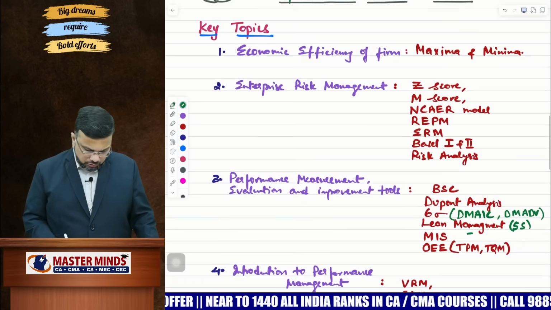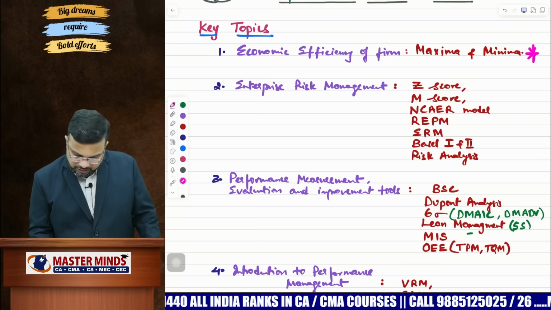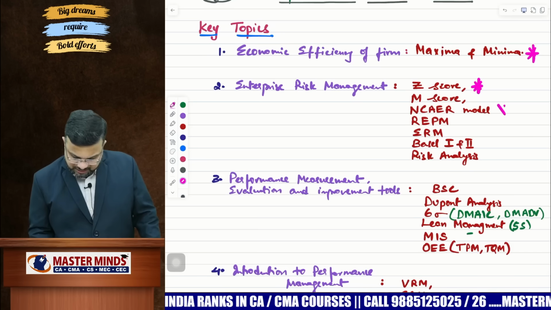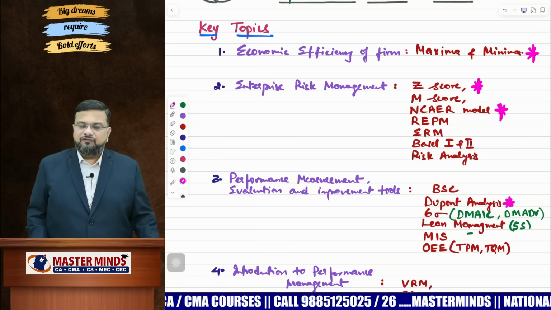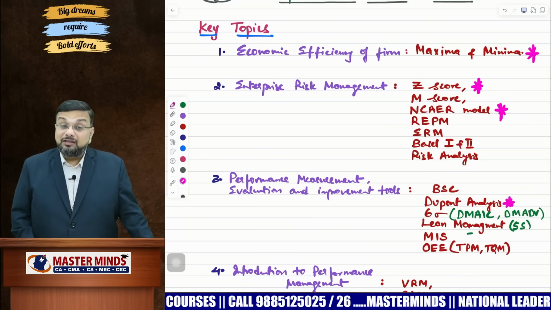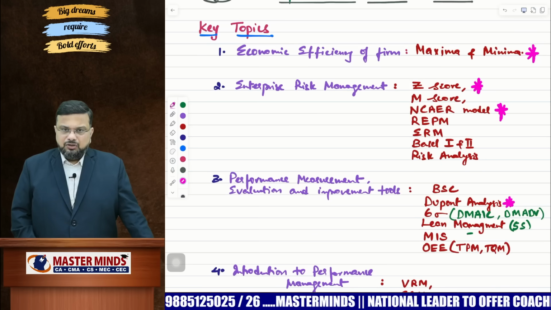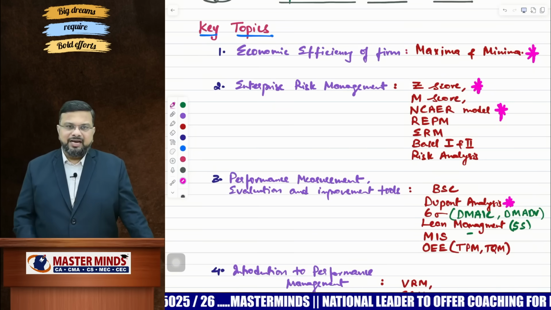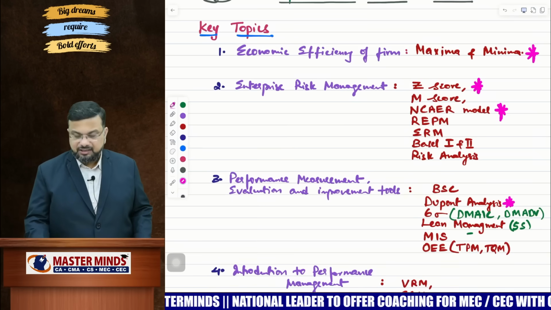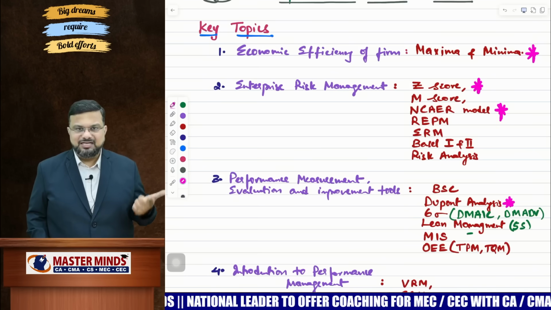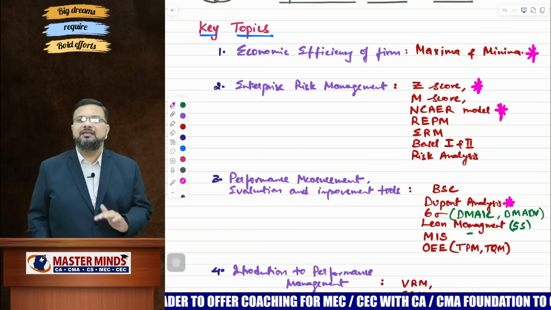The most important of all is your maxima minima, very important. Z-score is important, NCAER is important, DuPont analysis is important. If you're lucky, you will get 4 problems, or if not, 3 problems. So 3 sevens, 21 marks. You can score straight away there itself. These highlighted topics are very important. So first focus on completing these highlighted topics: maxima minima, Z-score, NCAER model, DuPont analysis. Once this is completed, then think about theory.